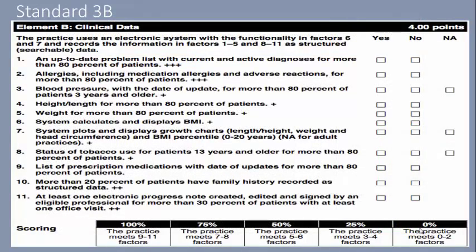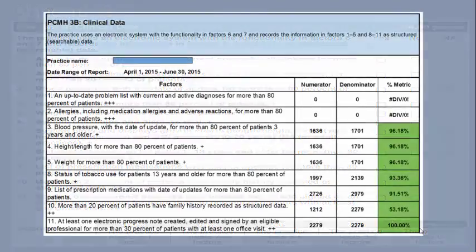If you look down, though, in the bottom left-hand corner of the screen, you'll see that you can get all the points by just meeting 9 of the 11 of these factors. And so if you don't do all this or don't meet all the criteria, you can still get all the points, all 4 points from this category or from this element by doing 9 or 10. You do not have to do all 11.